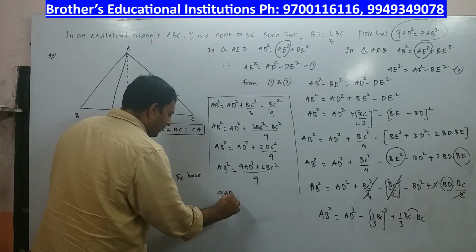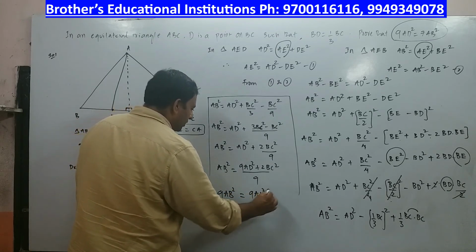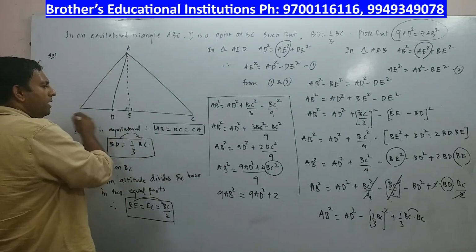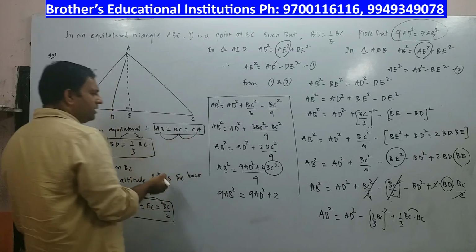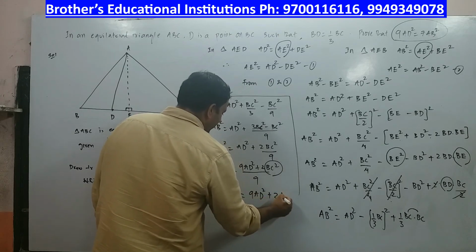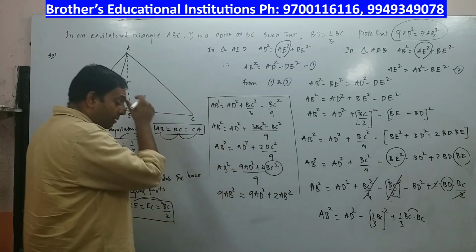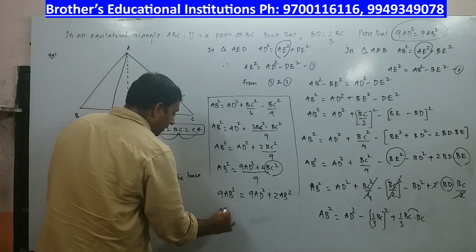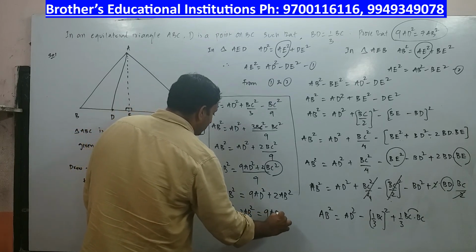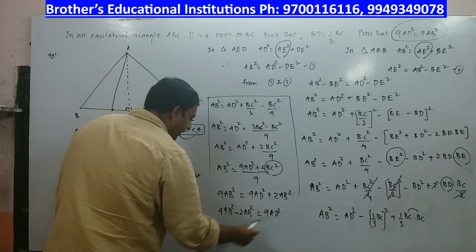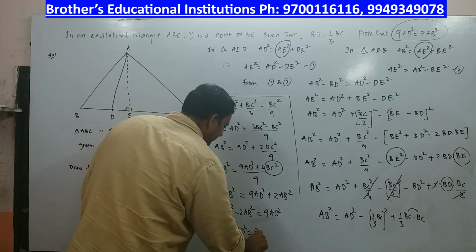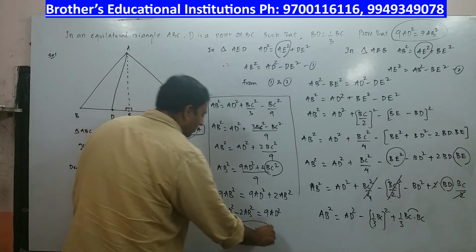Cross multiply. 9 into AB square is equal to 9 AD square plus 2 into BC square. So this part is okay. But what is BC? BC is the side of an equilateral triangle, and in an equilateral triangle AB is equal to BC is equal to CA. So I can replace BC with AB. So instead of BC square, I will write 2 into AB square. Now this 2AB square will come on the left hand side, and you have 9AB square minus 2AB square is equal to 9AD square. You must always have a look at what you want. So finally 9AD square is equal to 9AB square minus 2AB square, which is 7AB square. Hence proved. Right?